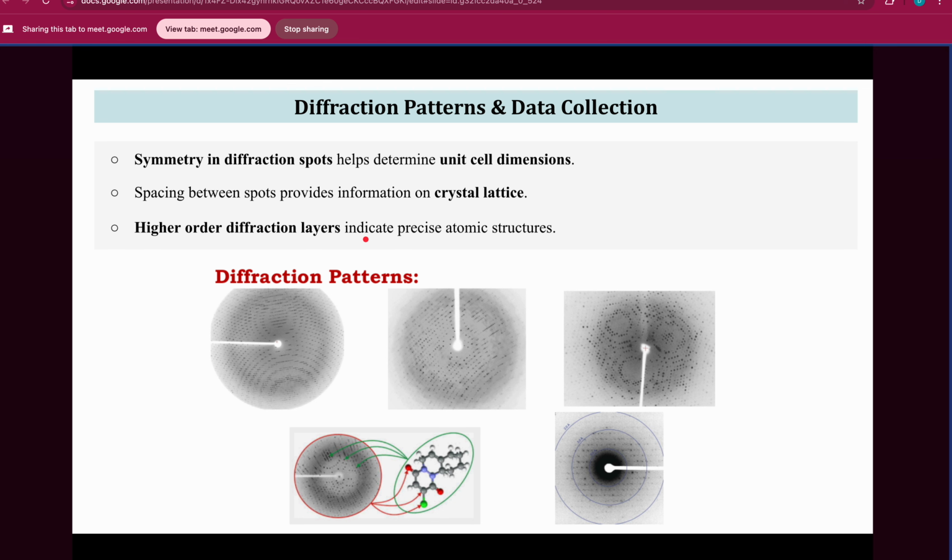And higher order diffraction layers indicate precise atomic structures. So if the diffraction layers are highly ordered, then you will be better able to obtain the precise atomic structures. This shows that there are different issues involved in crystallization, and it means there should be proper order in the crystals. If the crystals are not properly ordered, if the layers are not properly ordered, then you won't be able to get a proper diffraction pattern. So symmetry is very important to obtain proper atomic resolution diffraction patterns.